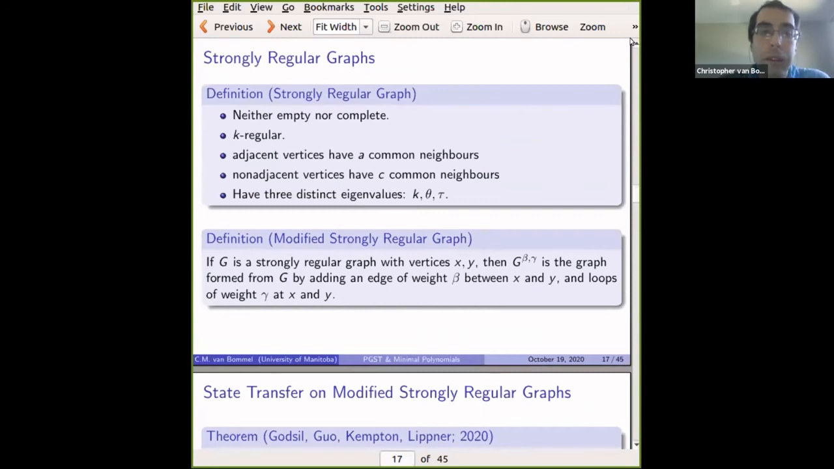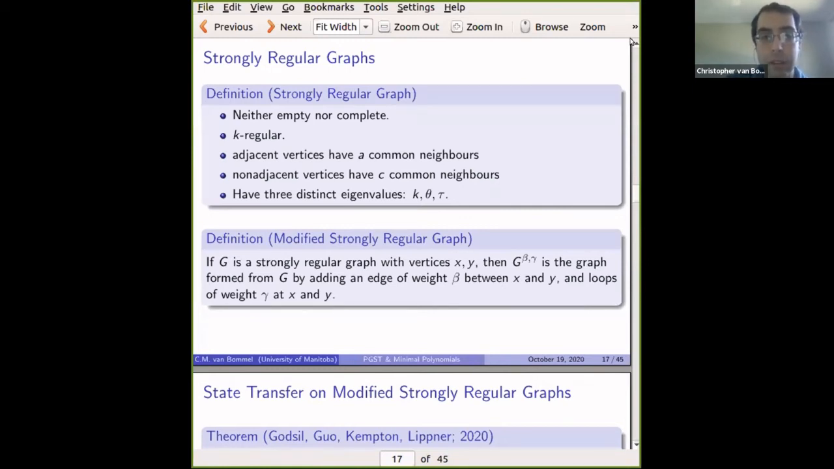This sort of weighting was also used to achieve state transfer on strongly regular graphs. So for a strongly regular graph, we have a k-regular graph that's not empty or complete. The adjacent vertices have A neighbors in common, and the non-adjacent vertices have C neighbors in common. And this is a graph with 3 distinct eigenvalues.